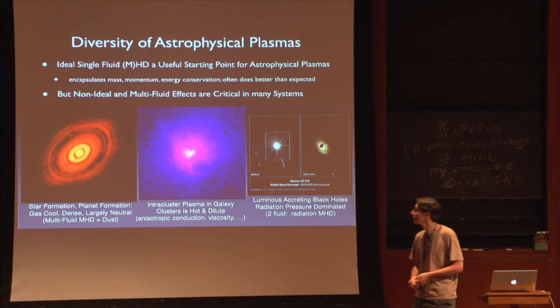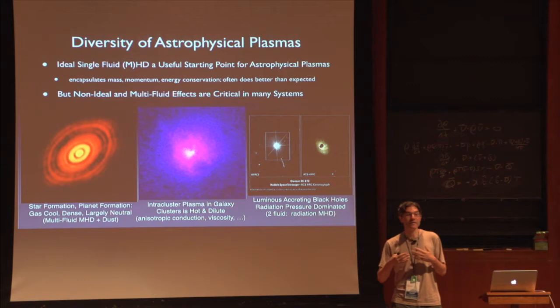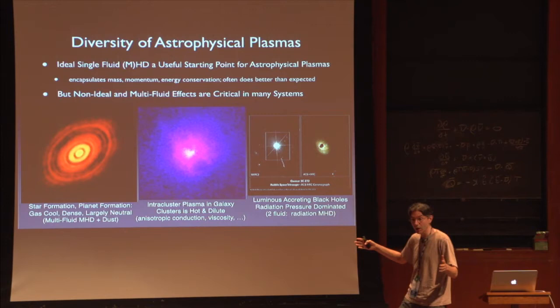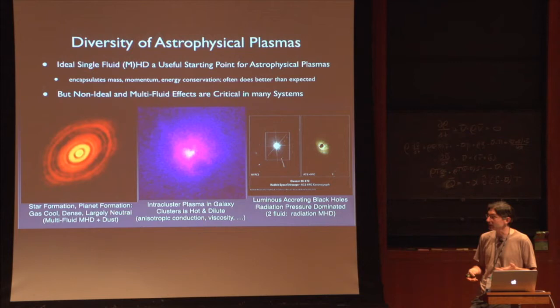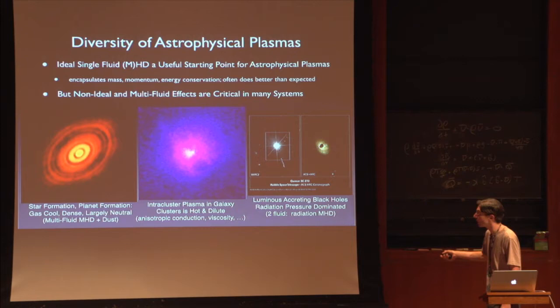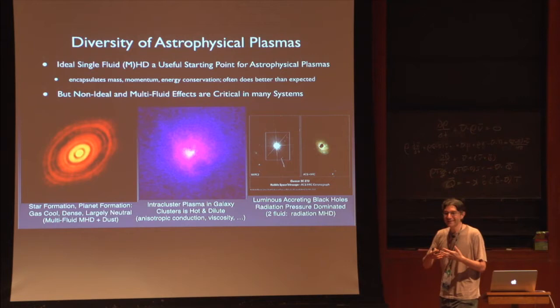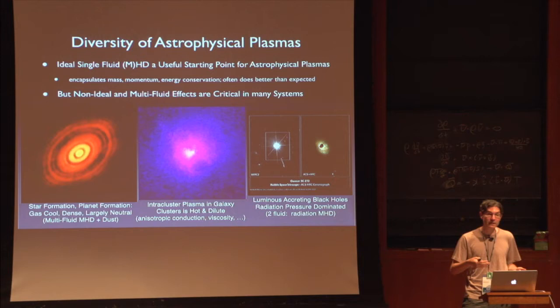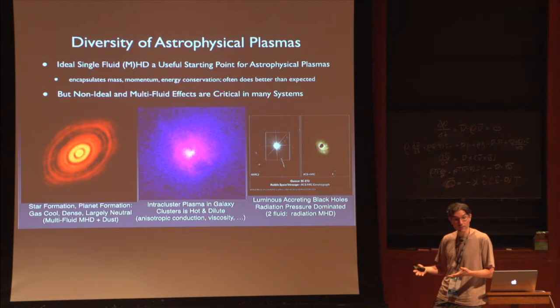In a system like galaxy clusters, we're in a very different regime. It's very hot, very low density. The collisional mean free path is very long, and so we have to worry about non-ideal effects like conduction and viscosity, as Matt described to you. And then in systems like quasars, so very luminous accreting black holes radiating near the Eddington limit, the energy density in radiation close to the black hole greatly exceeds the energy density in gas. And so it's another two-fluid system, but where the two fluids are now the radiation and the ionized plasma.